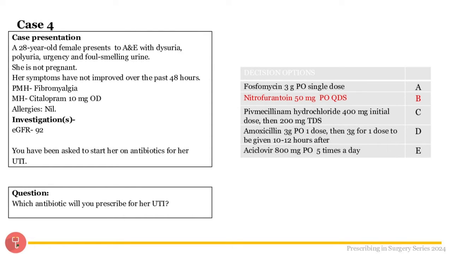So the correct answer is B, nitrofurantoin, 50 milligrams QDS, but I can talk through why it's not the other options. So options A, C, and D are all second line for UTI in non-pregnant women. And this is used if there's no improvement after at least 48 hours, or the first line is not suitable. Option B is correct because this is the first line treatment for UTI. It is not E because acyclovir 800 milligrams 5 times a day is used for chickenpox.